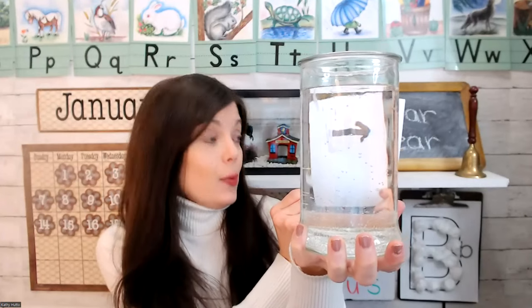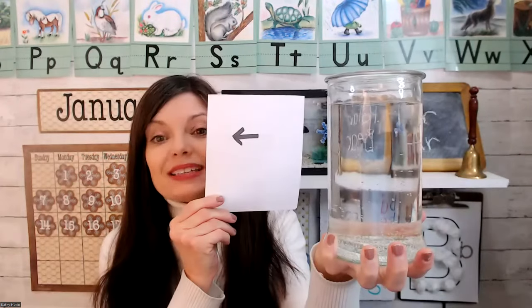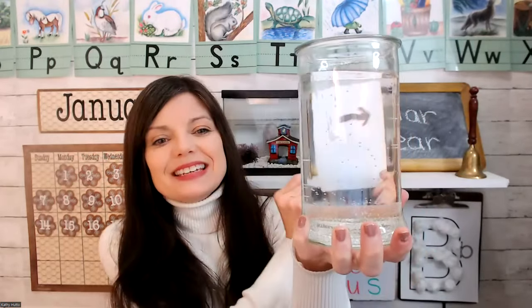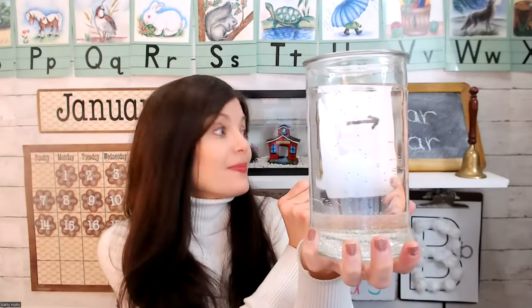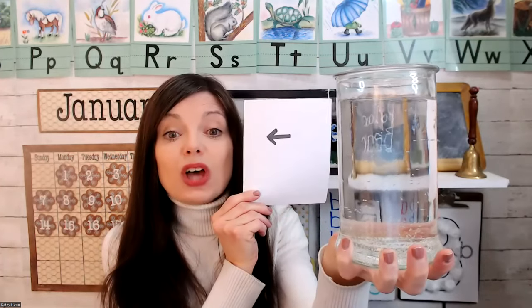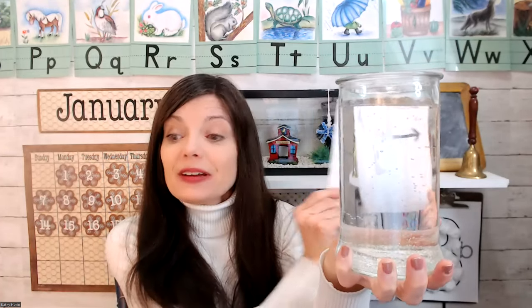Now which way is it pointing? That way. Now which way is the arrow pointing? This way. Now where is it pointing? That way. Isn't that amazing? So the glass of water is bending the light, making our eyes see things a little bit differently.